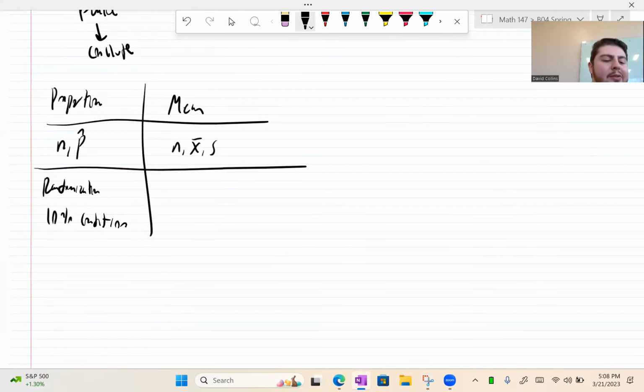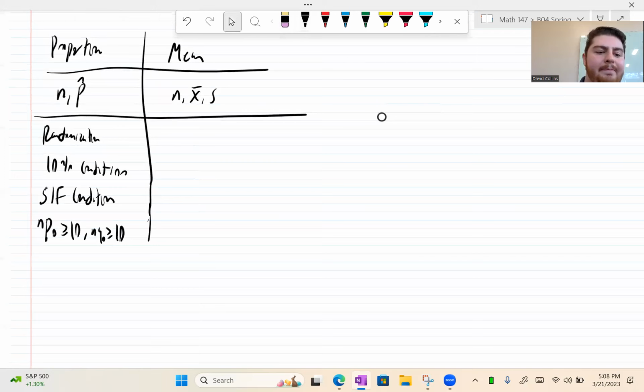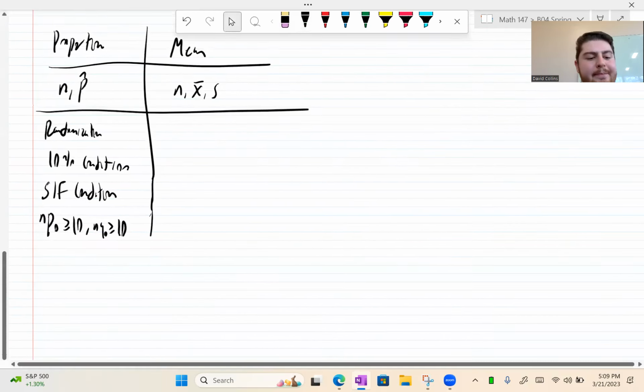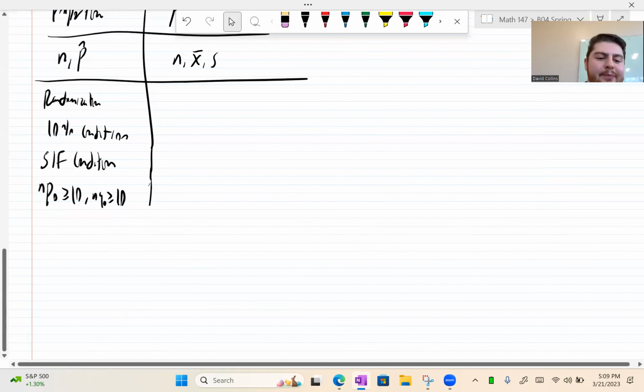And then you have your success failure condition. It is basically the same thing as you know it, but it is slightly different. It is n p naught is greater than or equal to 10 and n q naught greater than or equal to 10. The p naught and q naught is your baseline value. It's the value you're assuming is true, not your sample proportion.